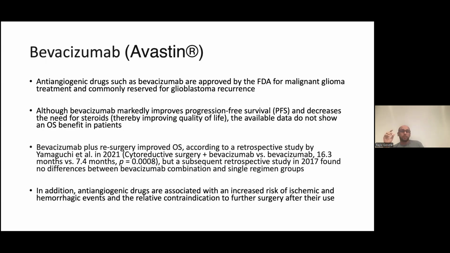Bevacizumab plus resurgery improved overall survival, according to a retrospective study by Yamaguchi et al. in 2021. So this was cytoreductive surgery plus the Avastin. Avastin only showed an overall survival benefit of 16.3 months versus 10.4 months. But a subsequent retrospective study in 2017 found no difference between the bevacizumab combination and single regimen groups. In addition, anti-angiogenic drugs are associated with increased risk of ischemic and hemorrhagic events, and there's a relative contraindication to further surgery after their use.